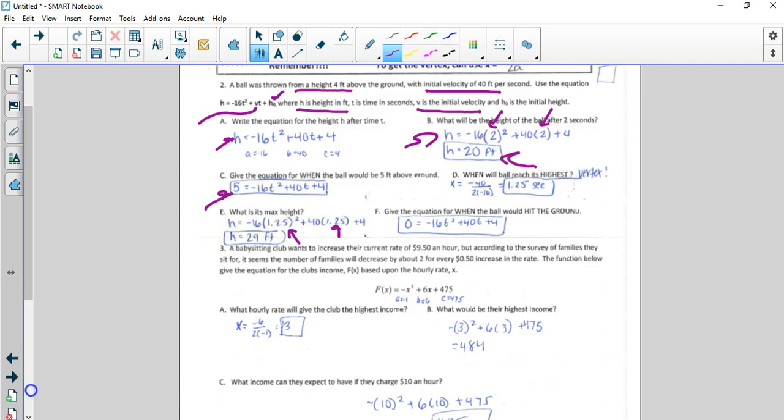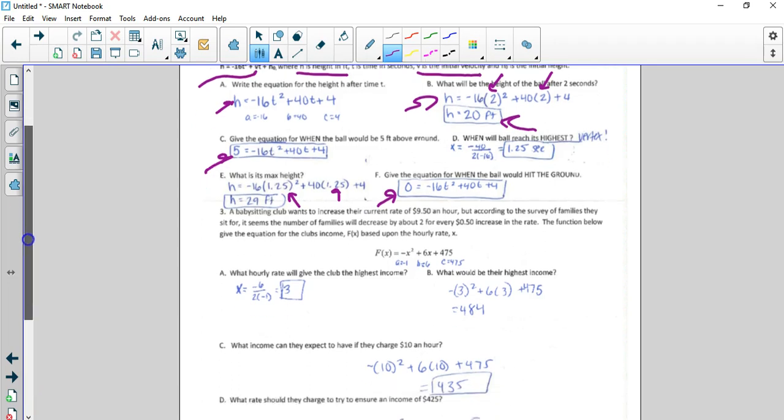Get the equation for when it hits the ground. That's just like C, except you're plugging in 0. Okay? Not even asking you to solve that. To do that, you would factor it, or plug in a, b, and c in the quadratic equation, and that would tell you when it would hit the ground.